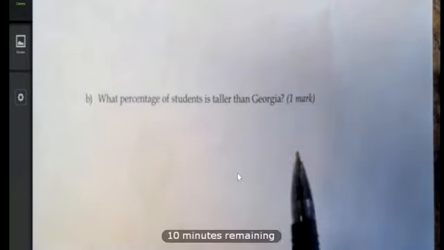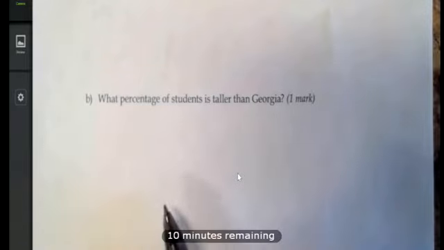What percentage of students is taller than Georgia? So wherever she ranks, if she's an 82, then 18% of the students are taller than she is. If she's a 72, then it's 28%, right? If she's a 50, then it's half of them, 50%. All depends what you get.